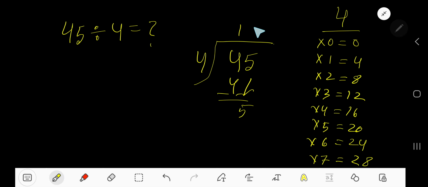1 time. 1 times 4, 4. Subtract, 1. So our answer is 11, remainder 1.